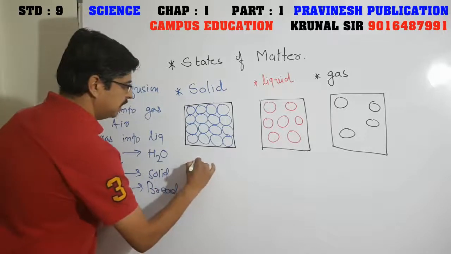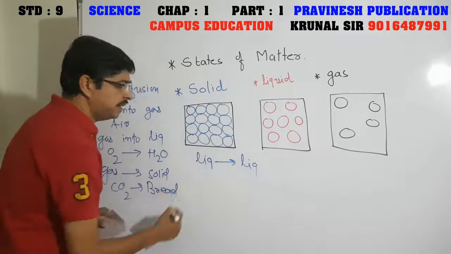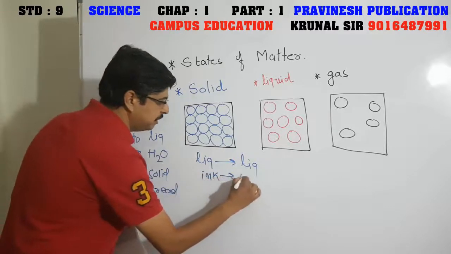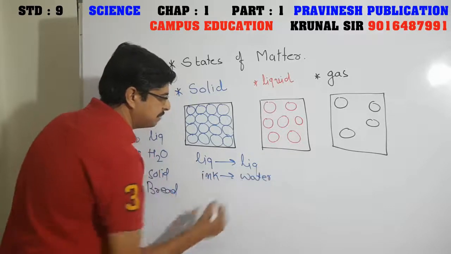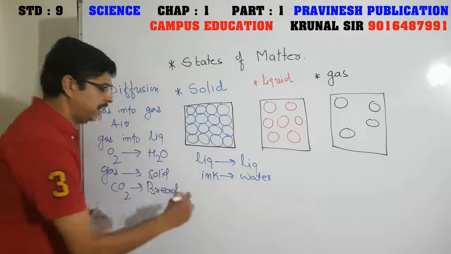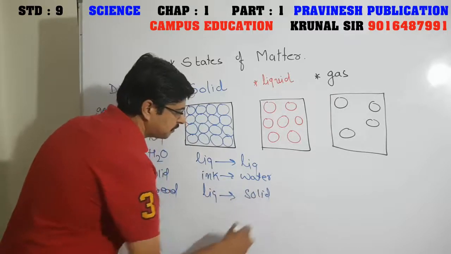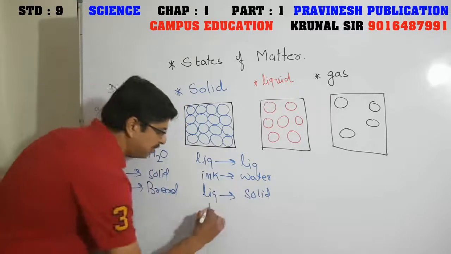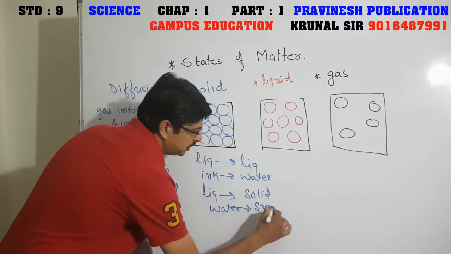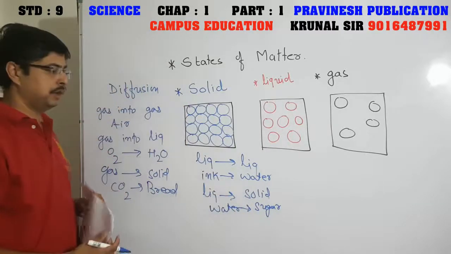Now next, liquid into liquid. Here we did the activity before, that means ink dissolves in water. This is the example of a liquid dissolving into a liquid. Next, liquid into solid. Friends, when we add water into sugar, this is the example of a liquid diffusing into a solid.